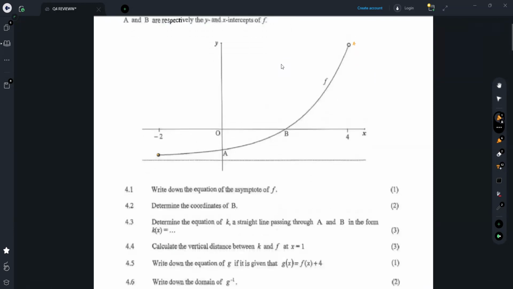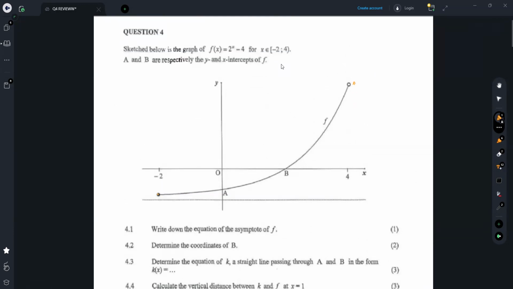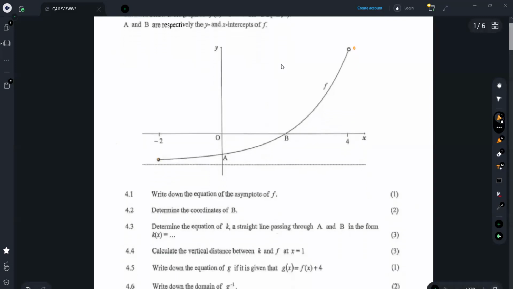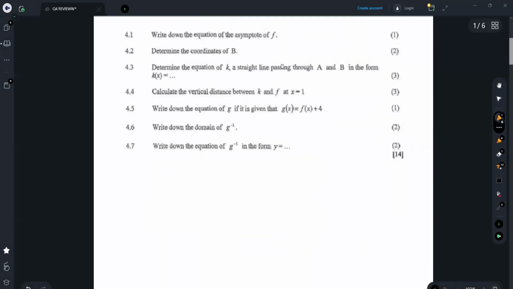Okay. So now for question 1, they're saying write down the equation of the asymptote of f. So now we're also given these keywords here, write down, meaning that whatever information we're looking for, probably we can extract it from the function itself, isn't it? Or from the given information. So we know that in 2 to the power x minus 4, this -4 right here represents the equation of the asymptote. Okay. So that's what we're going to write it as.